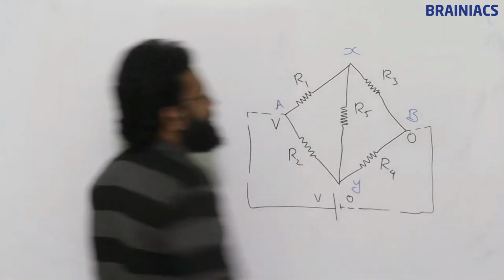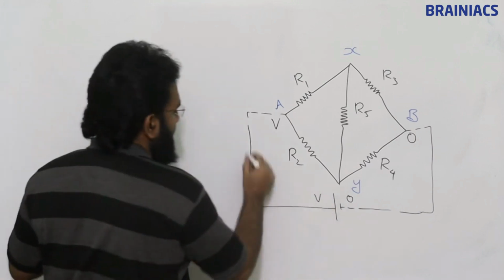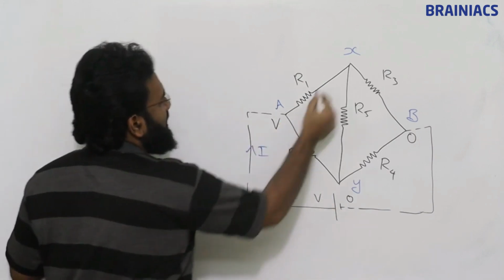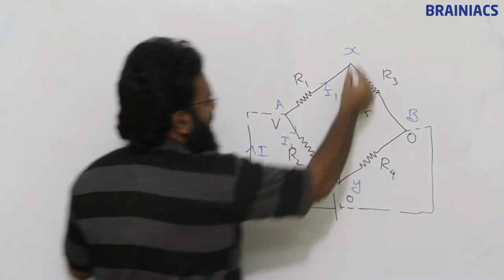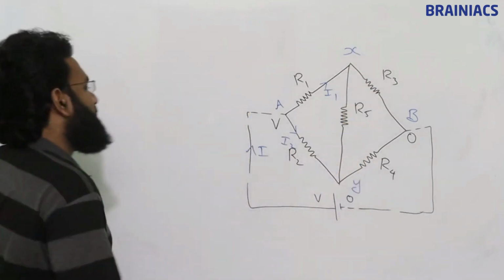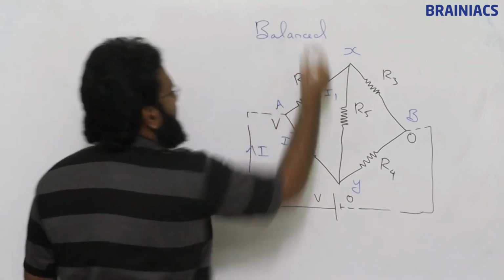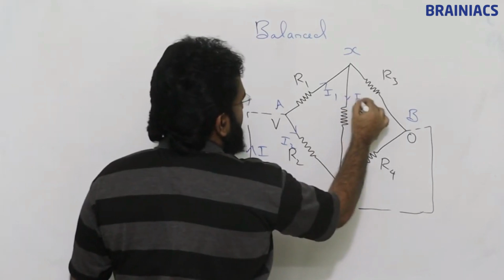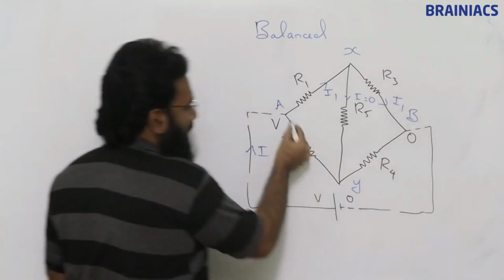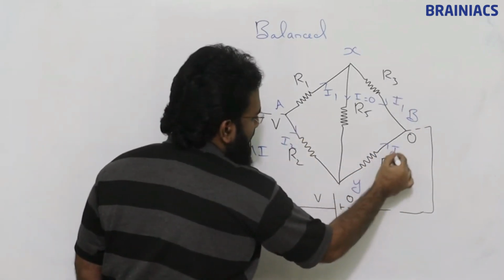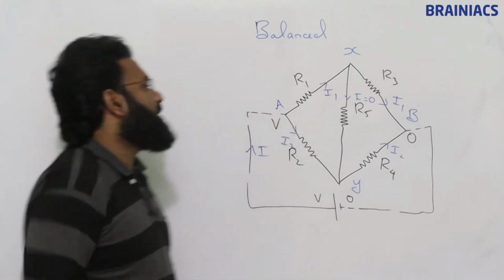This is going to be 0. Clear? Now let's take the current I flows through this. Here it comes I1, here it goes I2. Now assume that the Wheatstone's bridge is balanced. If it is balanced, no current will flow through this. I is equal to 0. So I1, here also I1, I2, here also I2. Clear? This is the whole setup.